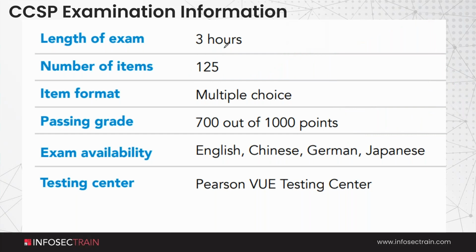You have to answer all the 125 questions in 3 hours. And the passing score is basically 700 out of 1000. When you write the examination, you will not be able to see your passing score. So even though the passing score is basically 700, you will not see it. They will tell you either you have passed the exam or you have failed the exam. If you pass, they will simply tell you, congratulations, you have passed the exam. If you fail, they will tell you the domains where you were weaker.